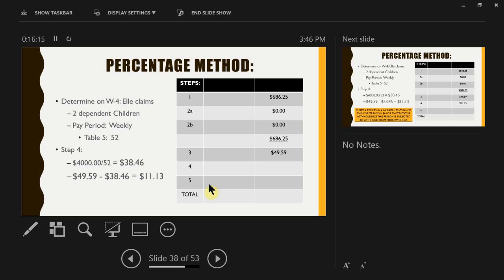Everyone okay here? So this is your final number. Your total federal income tax withholding is going to be a total of $11.13.